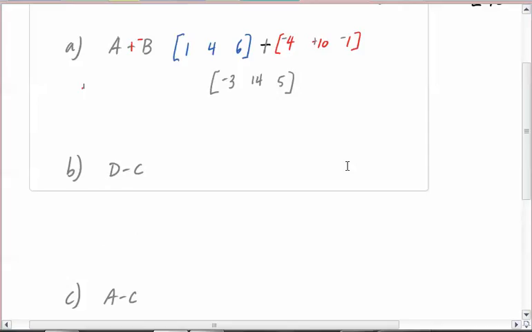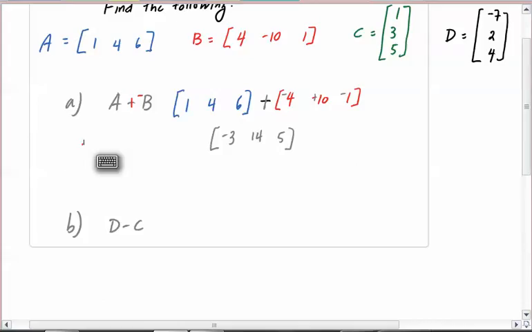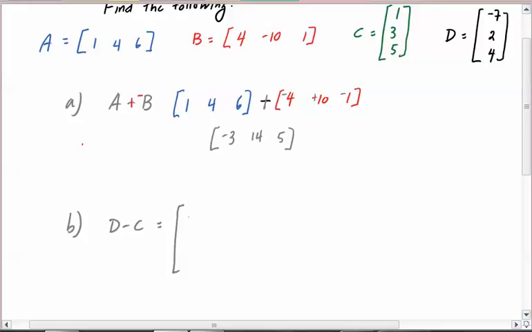Let's take a look at D minus C, and this time I'll just do it visually. D minus C is negative 7 minus 1 is negative 8. 2 minus 3 is negative 1, and 4 minus 5 is negative 1. Now, just like in arithmetic with regular numbers, I can't change the order. I must do it in the order that it is asked of me. D minus C is not the same as C minus D.